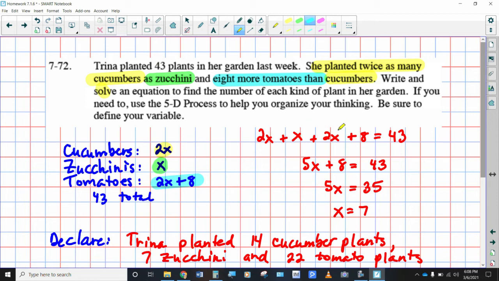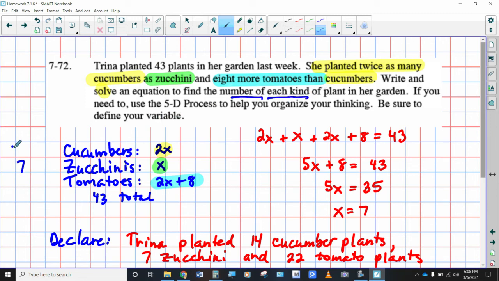So 2x plus x plus 2x plus 8 is 5x plus 8 is 43. Take away 8 from each side, divide by 5, you get x has to be equal to 7. So the number of zucchinis is 7. It says write and solve an equation. Be sure to define your variable. What are we trying to do? Find the number of each plant.